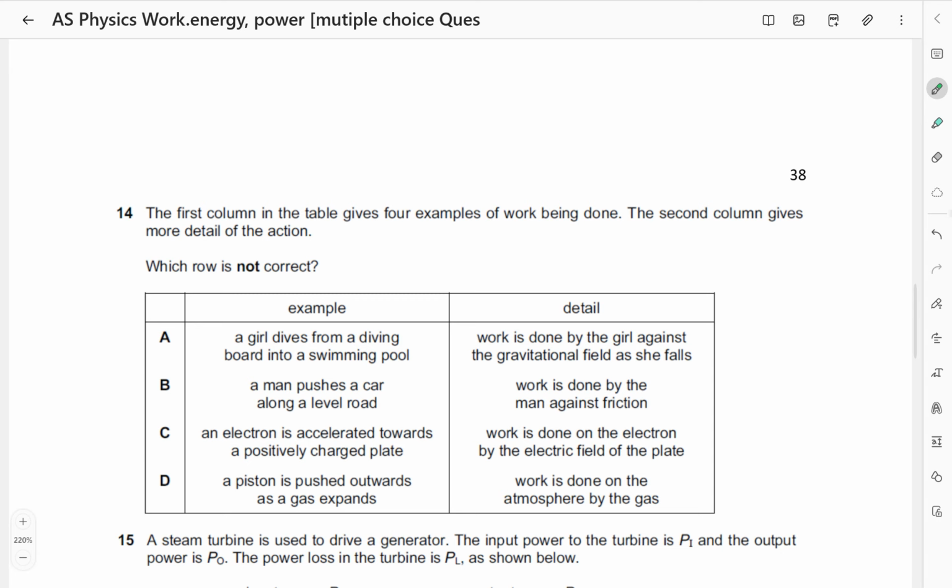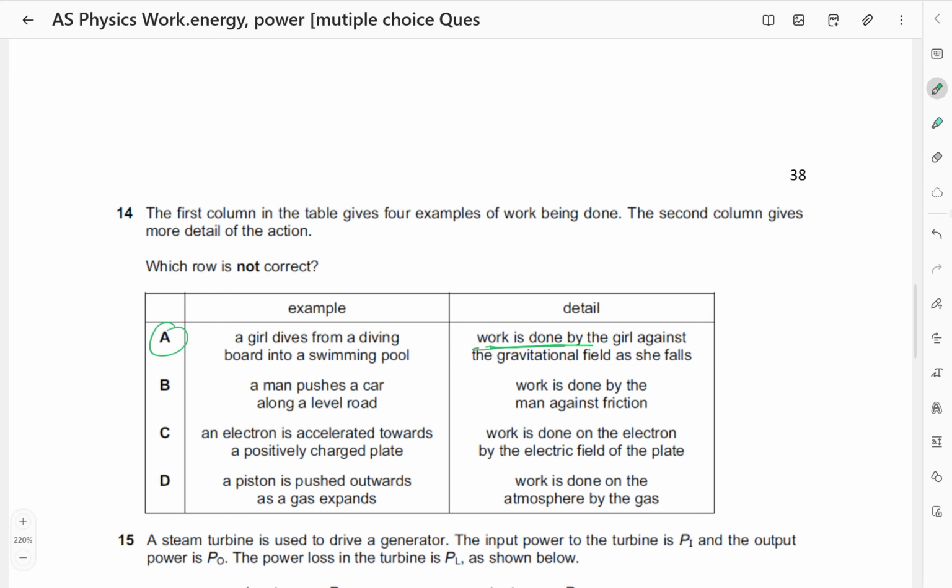The first column in the table gives 4 examples of work being done. The second column gives more detail of the action. Which row is not correct? Let's see the first one. A girl dives from a diving board into a swimming pool. Work is done by the girl against the gravitational field. There is no work done by the girl against gravity. Work would be done by the girl if she was moving upwards, but she's diving downwards.